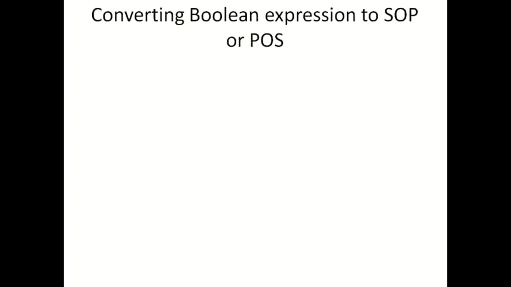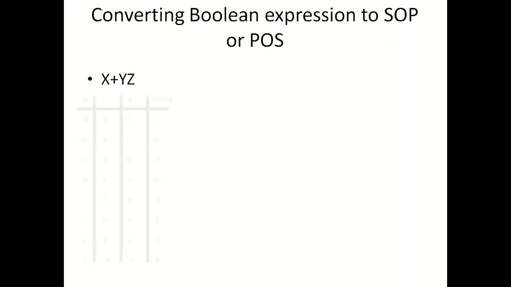Now the next thing is converting a Boolean expression to SOP or POS. For example, if I have a function x plus yz, now I have to convert this x plus yz into SOP or into a POS form. Now see, this function is neither in min-term form nor in max-term form. So it is not a canonical expression, but I need to convert this into a canonical expression, into SOP or POS form. So how can we do it?